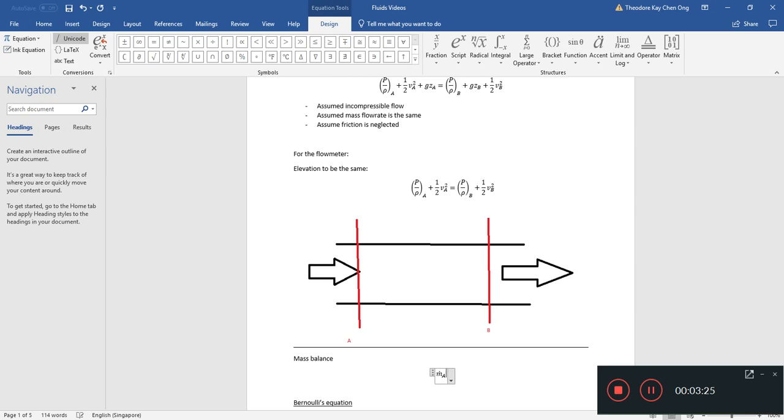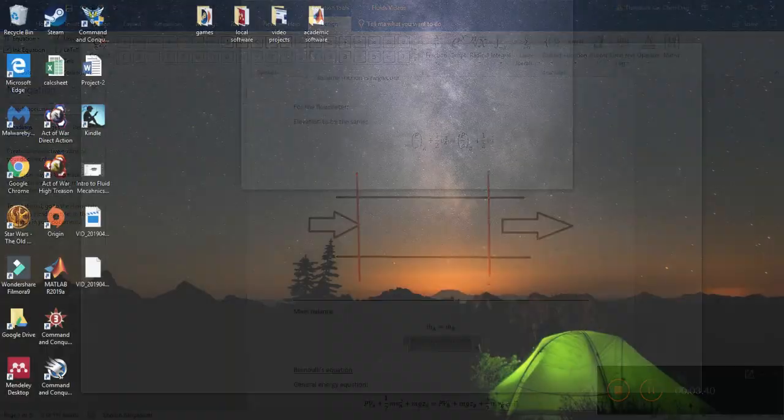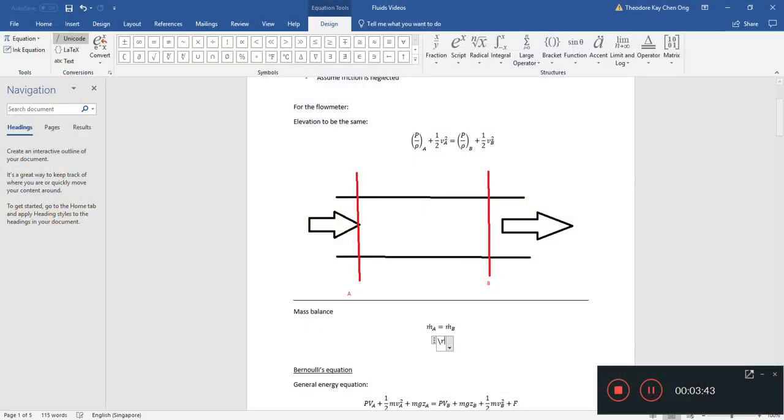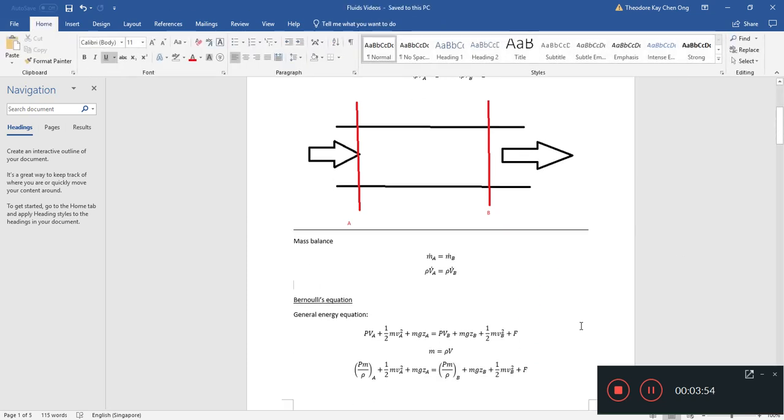So the mass flow rate at A, sometimes they use m dot A equals m dot B. What this m dot means is the mass flow rate. If you see a V dot, it is the volumetric flow rate. If we have a constant density, rho V dot A equals rho V dot B. What does that mean? Mass equals density times volume. If you have constant density, then we can write it as such.